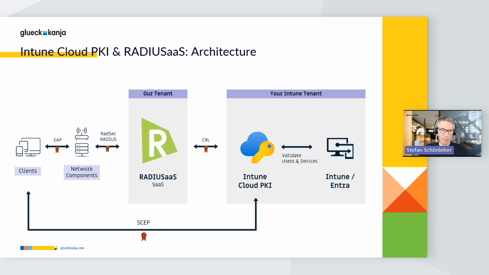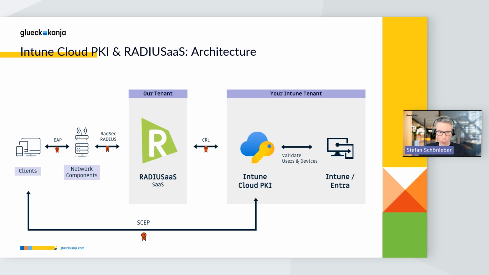So on the left side, we see the clients, and the clients are talking EAP to the network components, and now the network components need a Radius service to do the authentication and to look up, okay, is this certificate that I get here through EAP from a person I want to let in, or from a device I want to let in? And yeah, we use the RADIUS protocol to do this authentication.